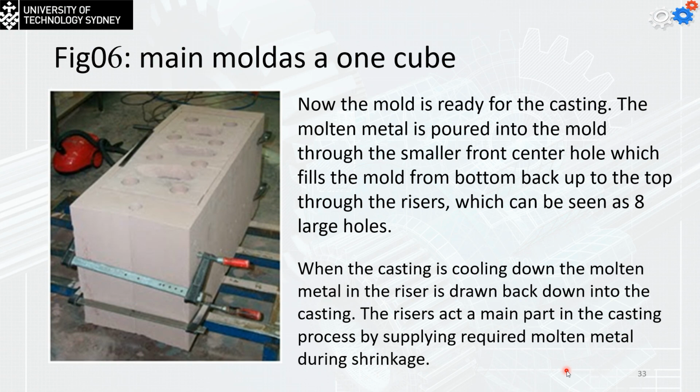When the casting is going to be cooled down, the molten metal in the riser is going to be drawn back down to the casting, and the riser will act as the main part of the casting process by supplying the required molten metal during the shrinkage process. So as we pour in the metal, it's cooled down and starts to lose some volume. The molten metal in the riser will replace this shrink volume.